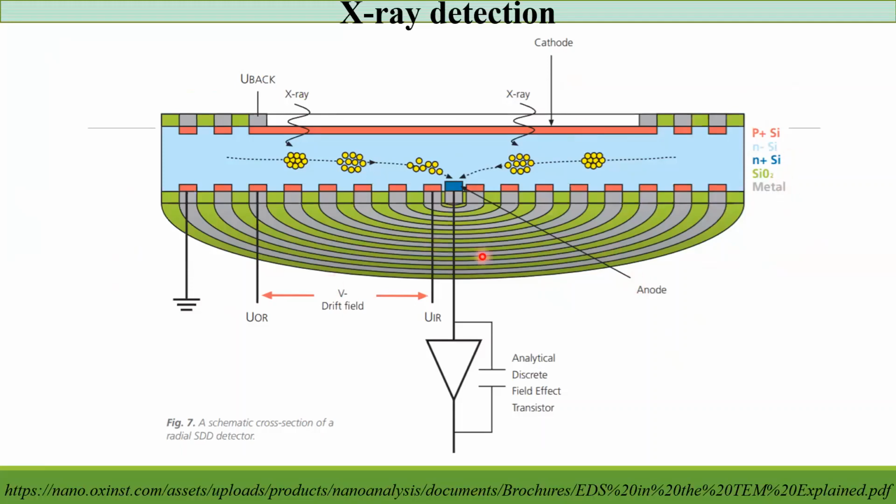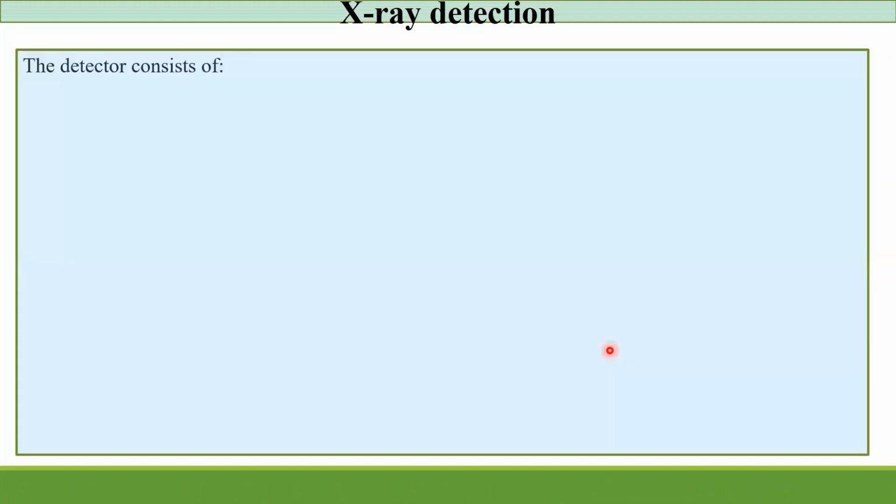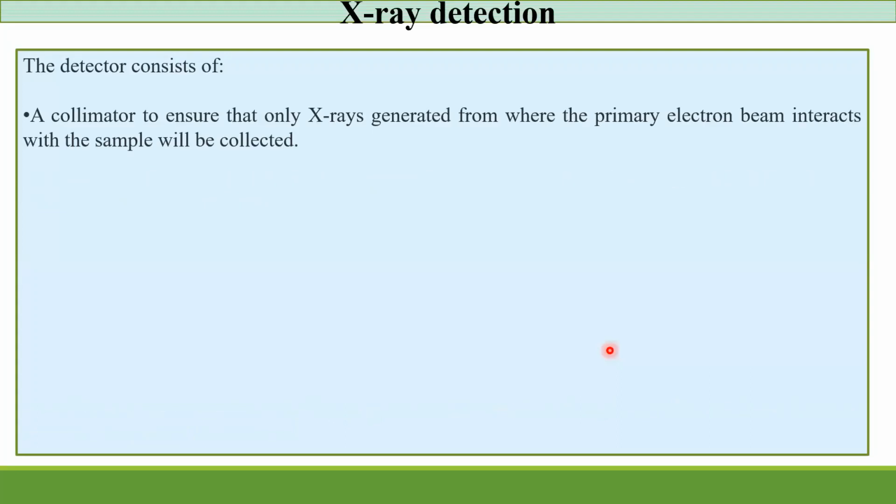There are more windows, more possibilities for more perfect reactions in modern TEM or modern SEM EDS detectors. Whatever the detector, whether it is silicon crystal or the SDD detector, the detector consists of a collimator. It acts like an aperture. The collimator is nothing but an aperture, to ensure that only X-rays generated from where the primary electron beam interacts with the sample will be collected. So it determines the energies.